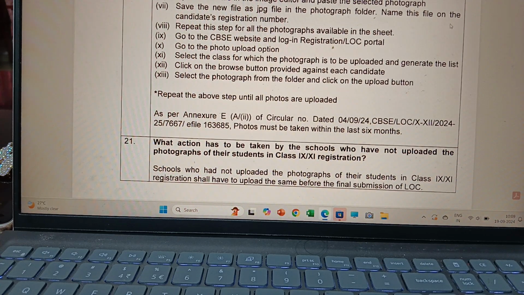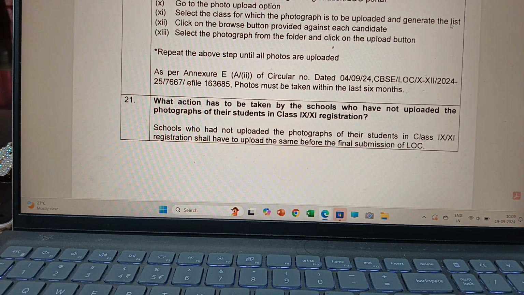As per Annex E, clause 2 of the circular number dated 4th September 2024, the number has been given. That is 2000 LOC CBSE/LOC/10 and 12, 10-12/2024-25/7667/E-file 163685. Photos must be taken within the last 6 months.